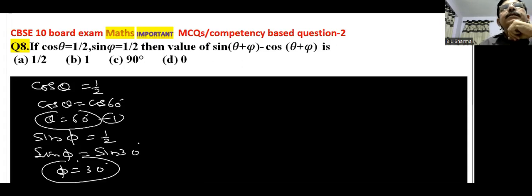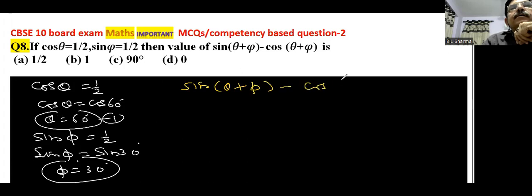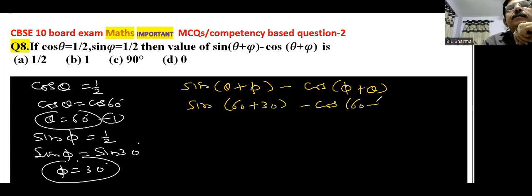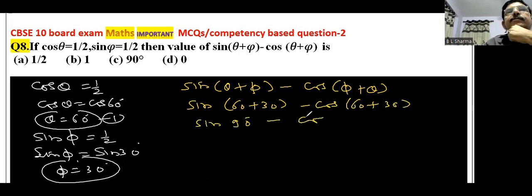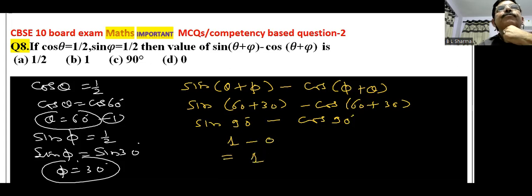Now we will put these values. Therefore, sin(theta plus phi) minus cos(theta plus phi): theta plus phi is 60 plus 30, so sin(60 plus 30) minus cos(60 plus 30). So that is sin 90 degrees minus cos 90 degrees. We know sin 90 degrees is 1 and cos 90 degrees is equal to 0. So that is 1 minus 0, which is 1. Therefore, B is the correct option.